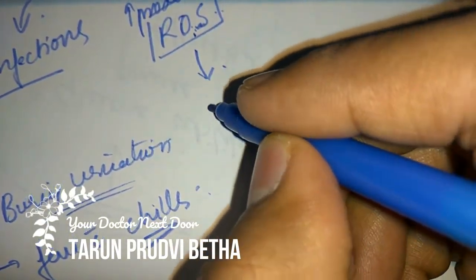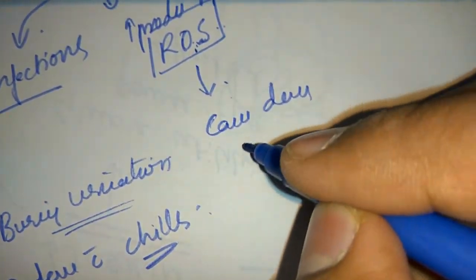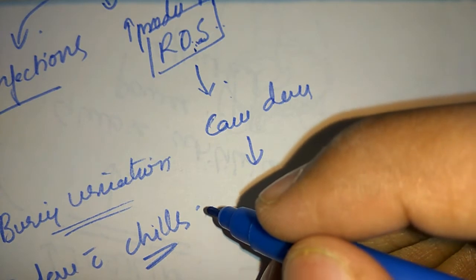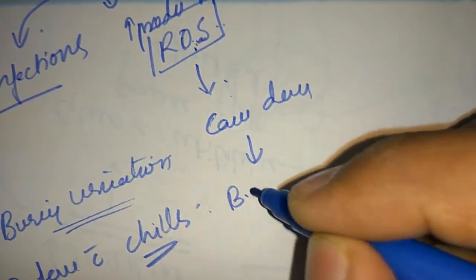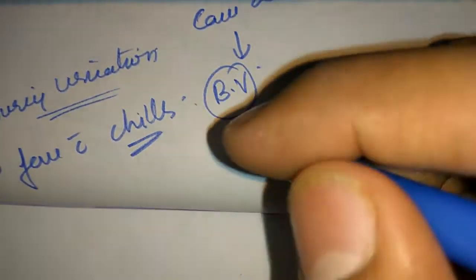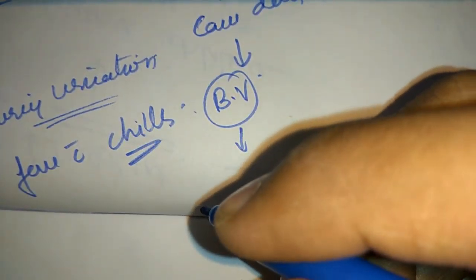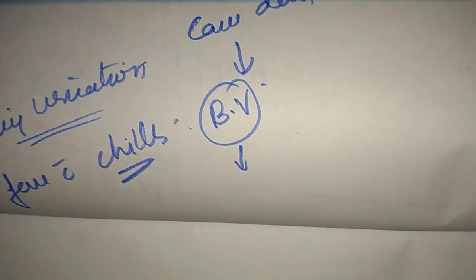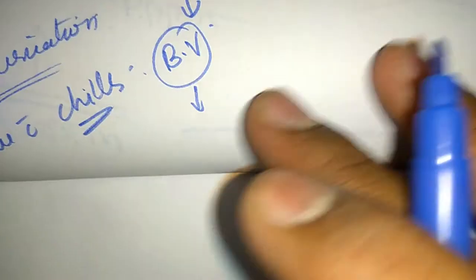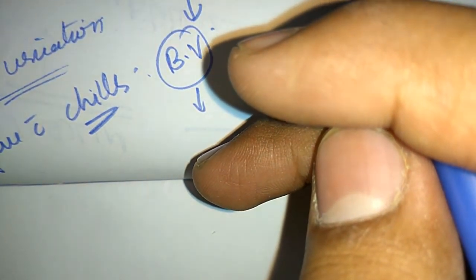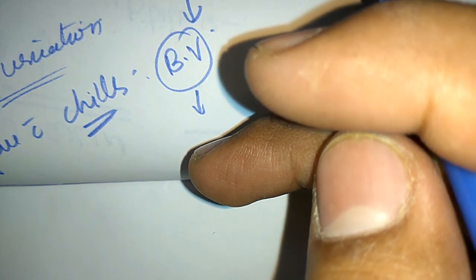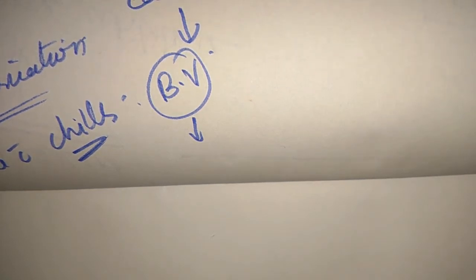ROS will cause damage to your body, and this will affect many organ systems, most commonly blood vessels. When blood vessels get damaged, they have an intrinsic property: a damaged area is bridged with a clot. This clot will bridge the gap in areas where the blood vessels are damaged. So in this situation, when your blood vessel gets damaged because of reactive oxygen species, there will be clot formation within your blood vessels.